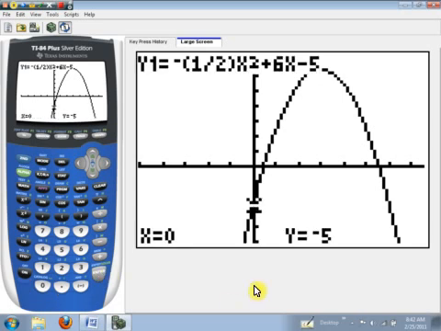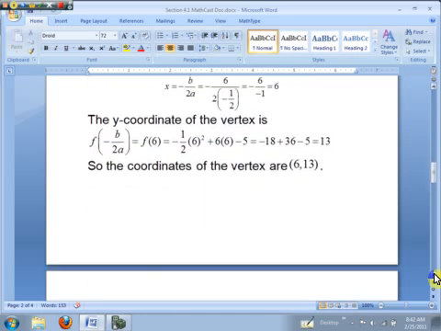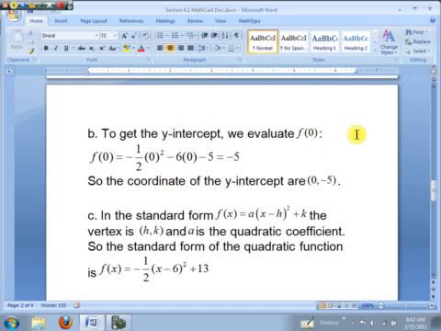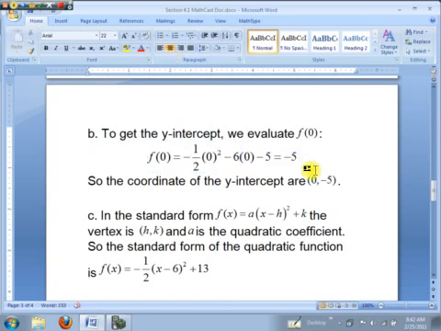And that's no surprise. Here's our function, and our constant on the end here is negative 5. That tells us what the y-coordinate of the y-intercept is. So there's our y-intercept, and we can also verify that algebraically. Let's take a look at that real quick too. To get the y-intercept, we evaluate f of 0. That's what we did in our calculator. And there we have f of 0, and we get 0 minus 5 to get negative 5.